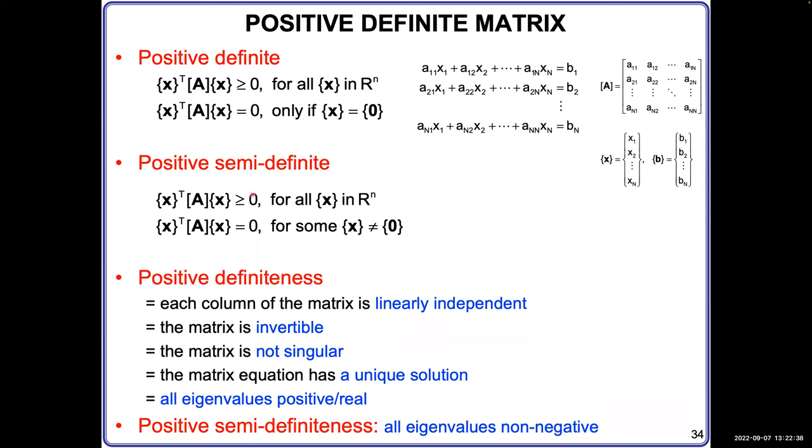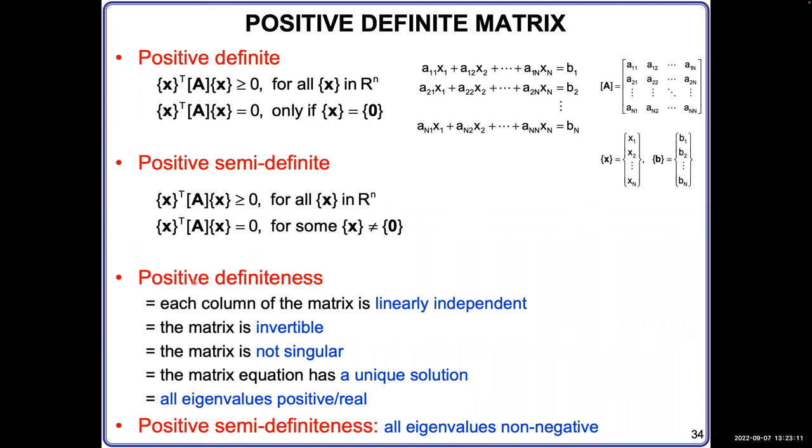If you do the same operation and it is always larger than or equal to zero, but sometimes, for some vector that is not zero, the result equals zero, then this matrix is called positive semi-definite. It can yield a zero value. So this is a very important property of the matrix.